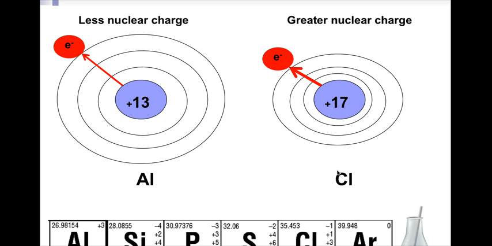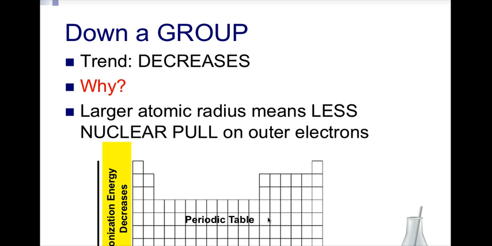So with less nuclear charge, here we've got a much bigger distance, then here with the chlorine there's a much smaller distance. Now as we go down a group, the trend tends to decrease. The reason why is the larger atomic radius means less nuclear pull on the outer electrons. And remember, as we go down our groups, every time we go to another period, we add another energy level. So it gets bigger and bigger and bigger as we go down.